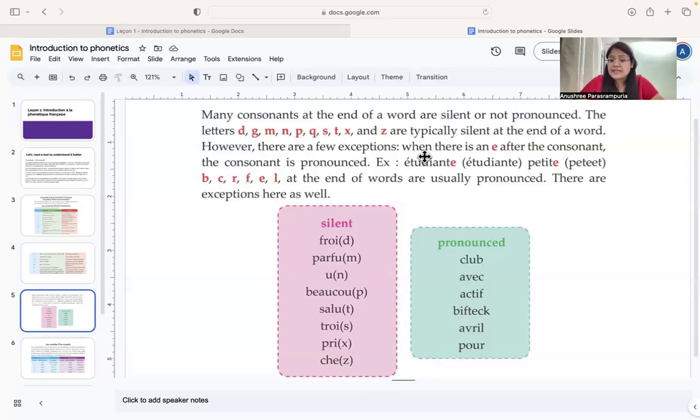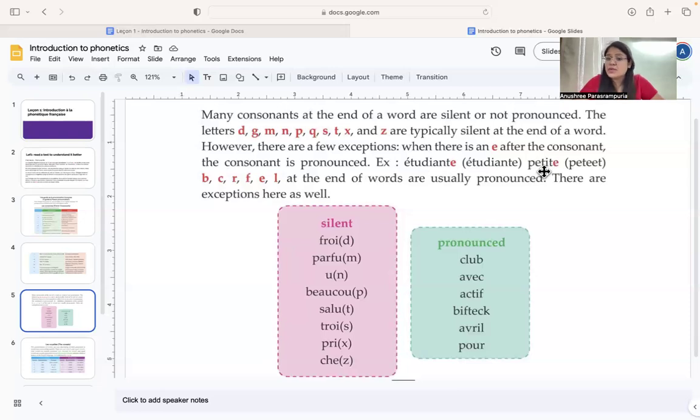However, we need to understand that when these words are followed by an E after the consonant, then the consonant is pronounced. For example, normally we will read this without the E as étudiant. But with this E towards the end, we will read this as étudiante. Do you see the difference? Étudiant without the E, étudiante with the E.